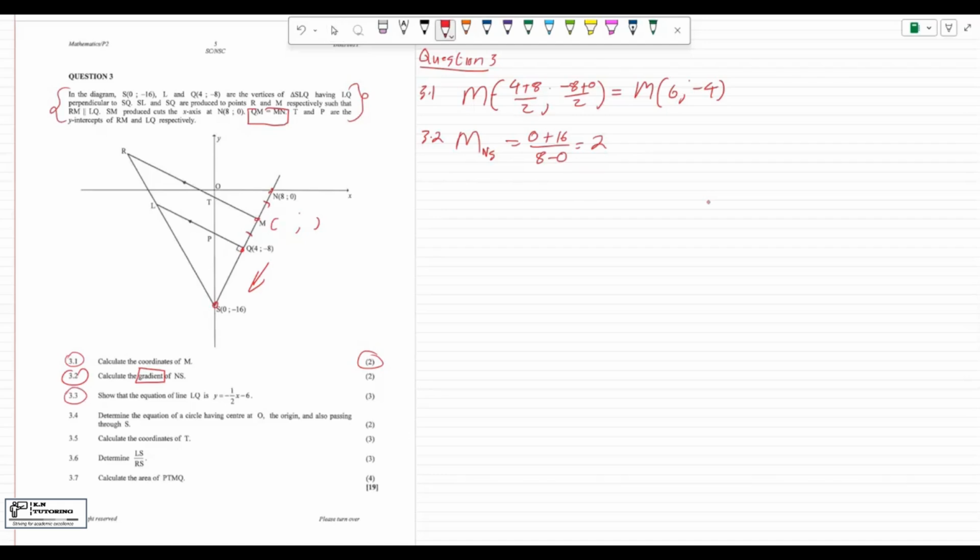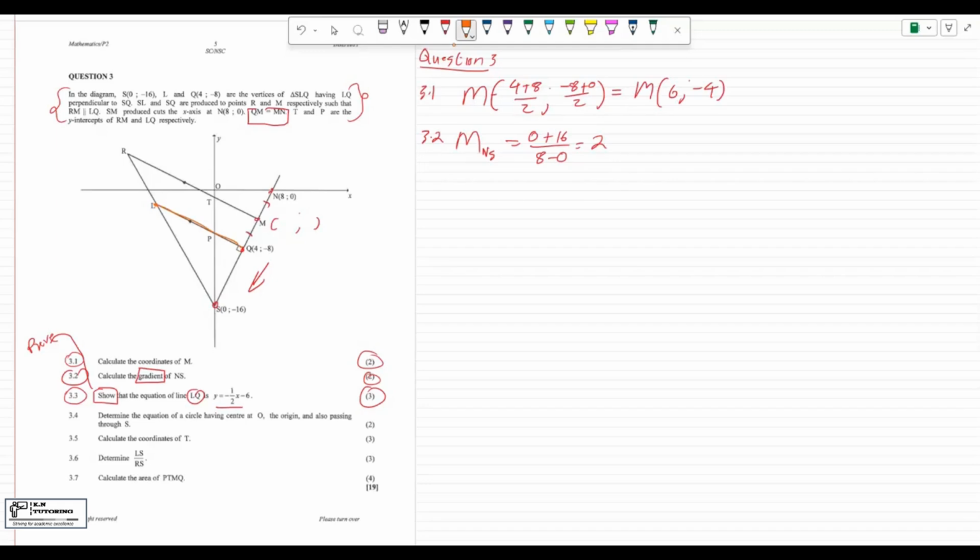3.3 for 2 marks, or we got the 2 marks from the previous question. 3.2 now, 3 marks for 3.3. It says show. What I like about show is because they're already giving you an answer. Show is the same as prove. Prove that the equation of line LQ is given by this. So LQ, where is LQ? So there is my LQ.